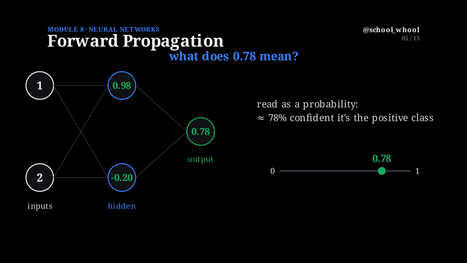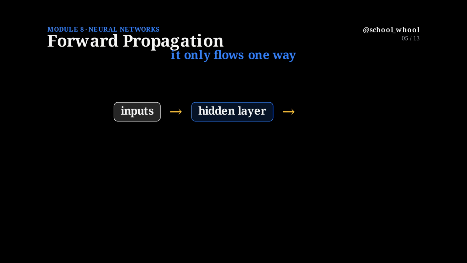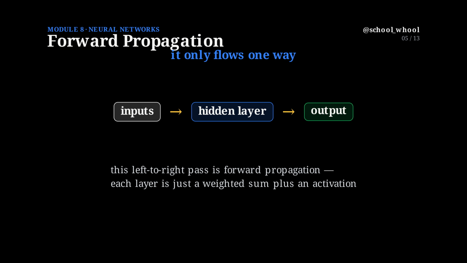Notice the whole journey went one way. Inputs, to hidden layer, to output. Left to right, never backward. That single left to right pass is what we call forward propagation. And under the hood, every layer is just a weighted sum followed by an activation, the exact neuron we built, repeated. In PyTorch, this entire pass is a single call.